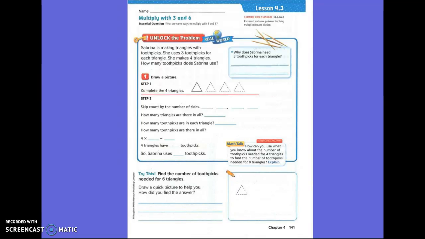Sabrina is making triangles with toothpicks. She uses 3 toothpicks for each triangle. She makes 4 triangles. How many toothpicks does Sabrina use? Why does Sabrina use 3 toothpicks for a triangle? Why does she use 3 toothpicks to make a triangle? Jacob?